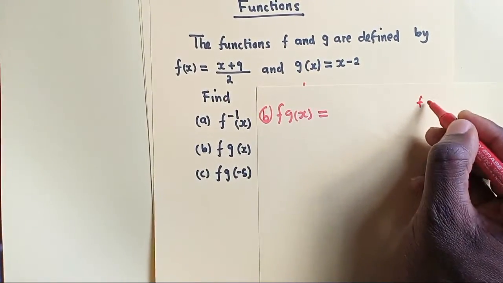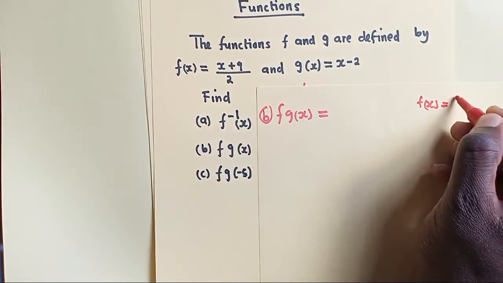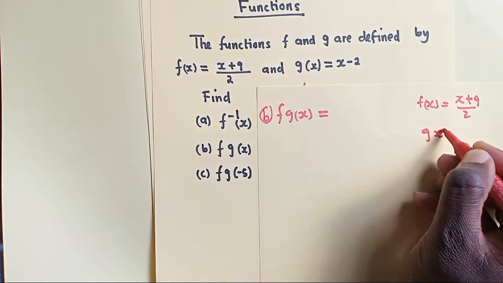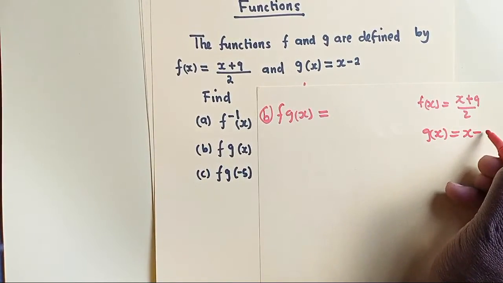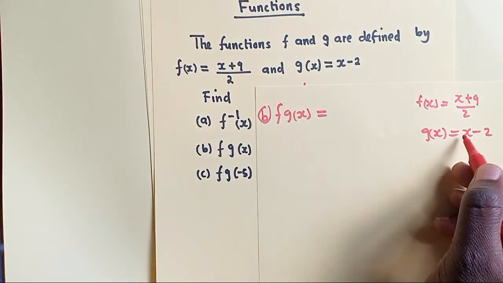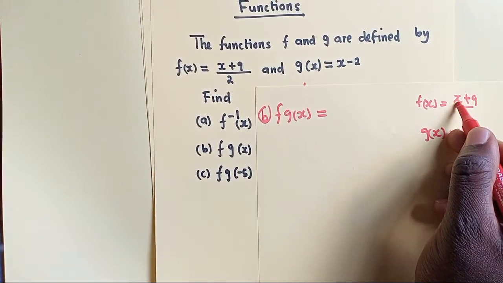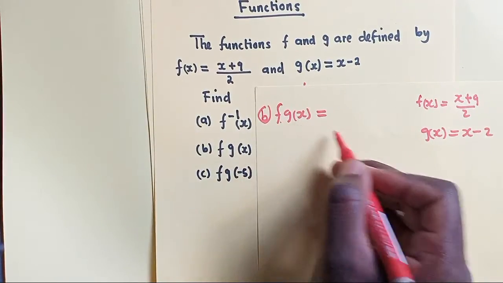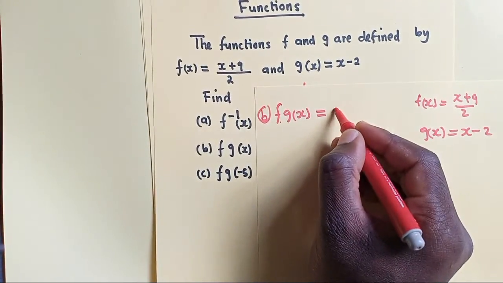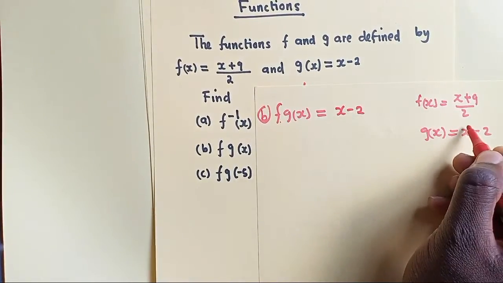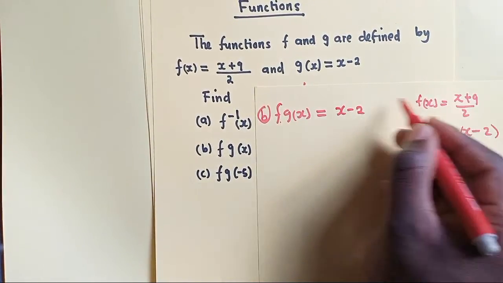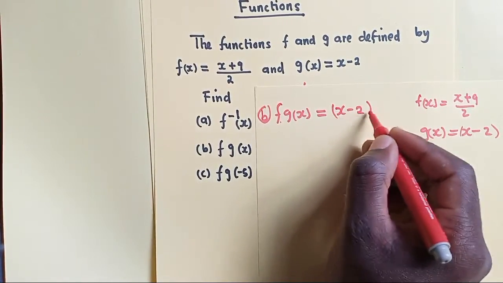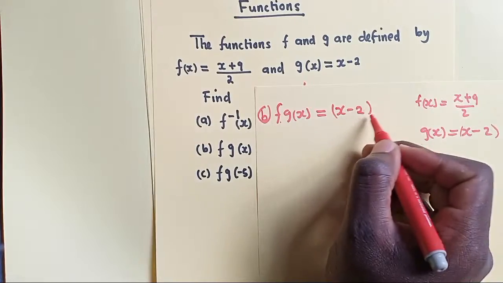I've got f of x, which is equal to x plus 9 over 2, and g of x is equal to x minus 2. So meaning we'll get this function and put it where x is here, because it's f of g of x, okay? So it will be x minus 2. I've put this part right here where x is. And you don't need to put the brackets. I'm putting these brackets so that you guys can understand what is happening.